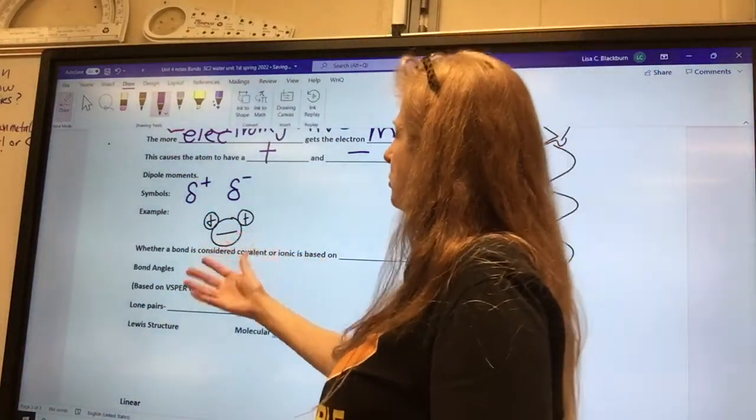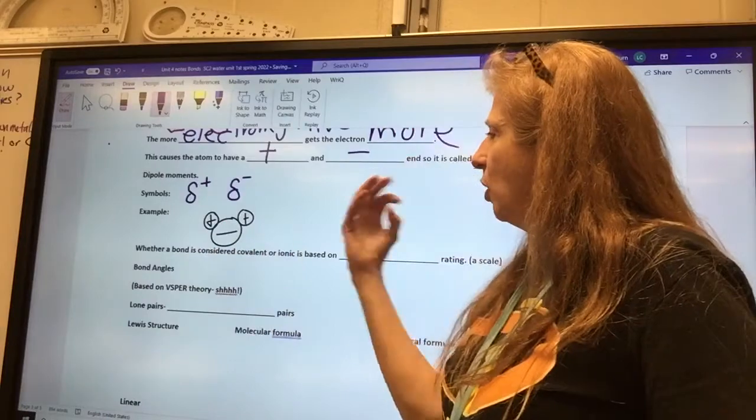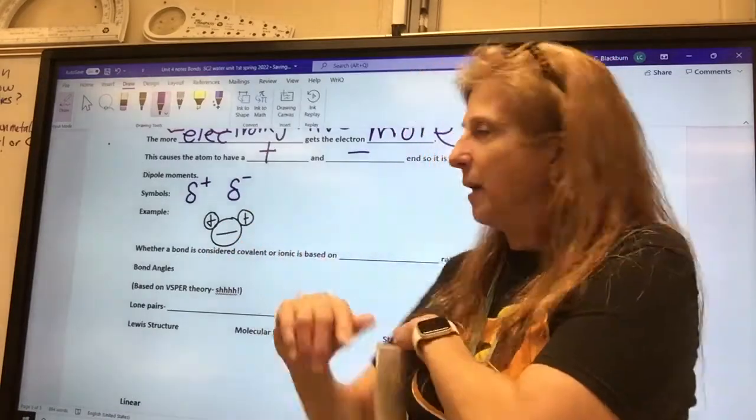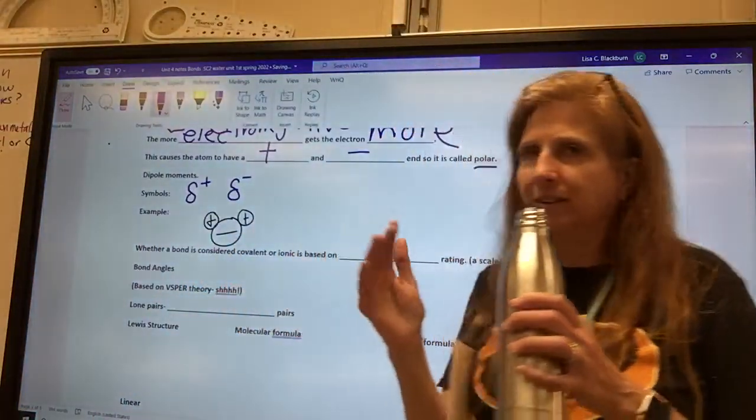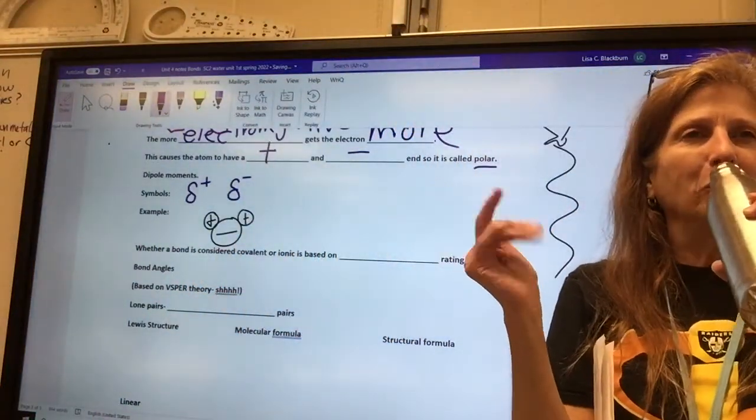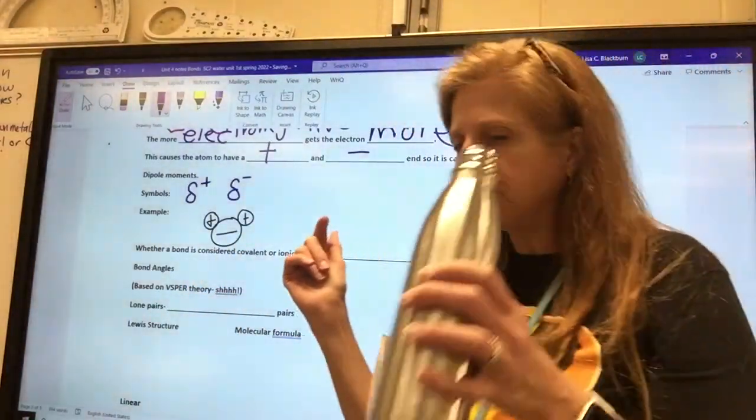So an example is water. I always say that water is unimpressed Mickey Mouse. But my students always say, no, it's Kermit the Frog. Whichever one you want. I say it's Mickey Mouse, and he's unimpressed.